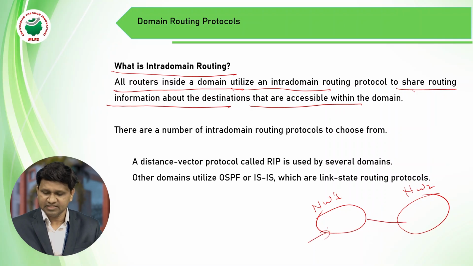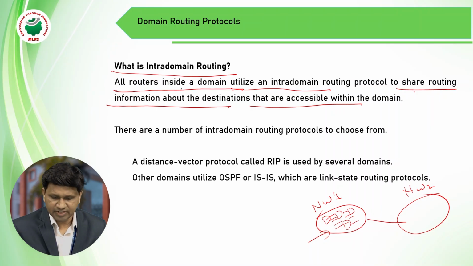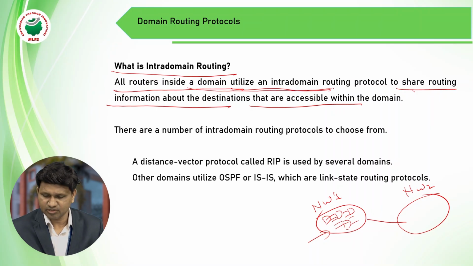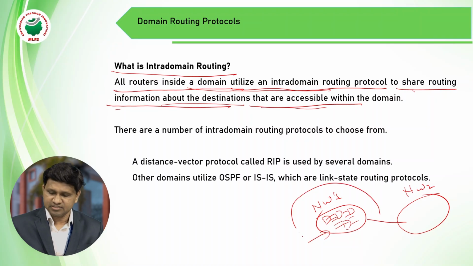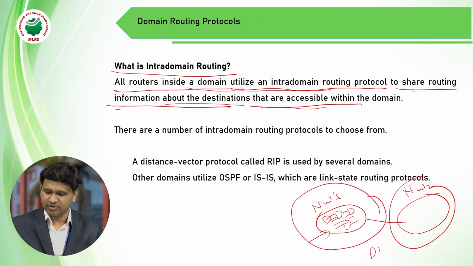Within network 1, we can exchange data by using different types of devices and intermediate hardware components, right? Inside a domain, we utilize an intra-domain routing protocol to share routing information about the destinations that are accessible within the domain. Suppose, for example, this is domain 1 and domain 2.